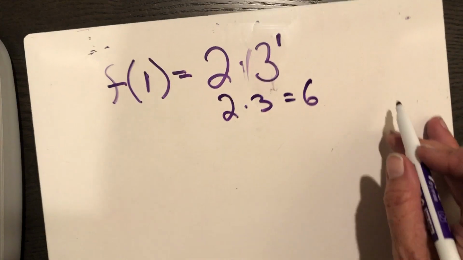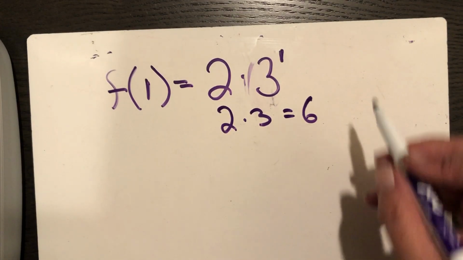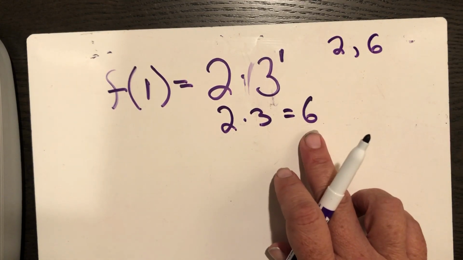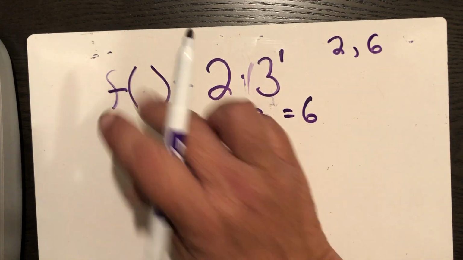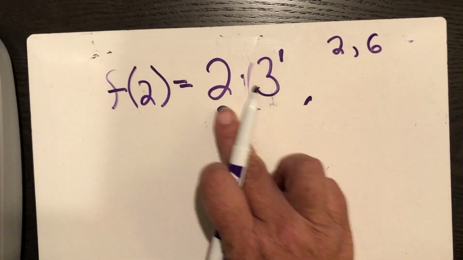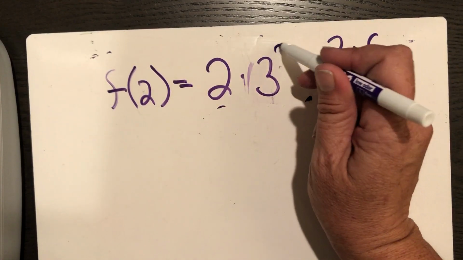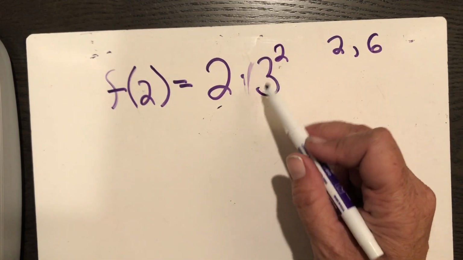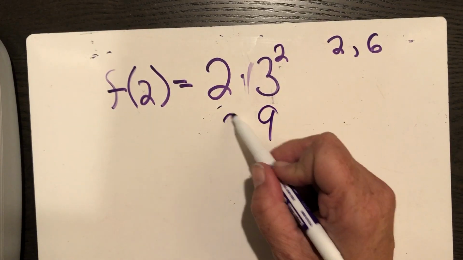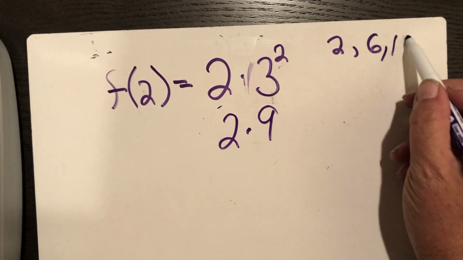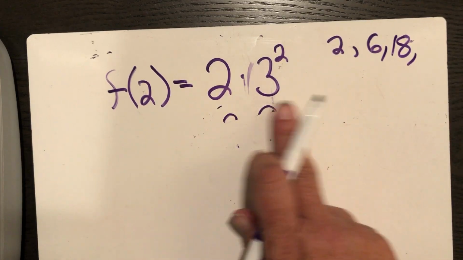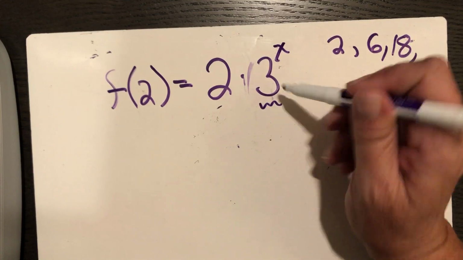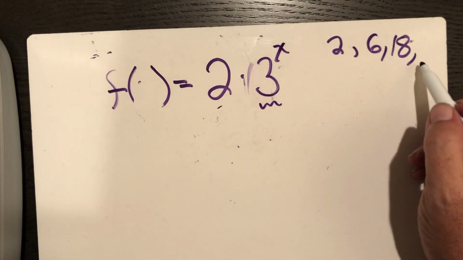So our sequence that they already gave us, they gave us 2. And our second number is going to be 6. And we don't even have to know that 6 to find the next one. Let's find f of 2. 2 times 3 squared. Now remember, PEMDAS says we can't multiply yet. We have to handle the exponent first. So this is 9. So 2 times 9, 18. Oh, hey, is there a pattern? Yes. This is our rate of change. All we're doing every time is multiplying by 3.